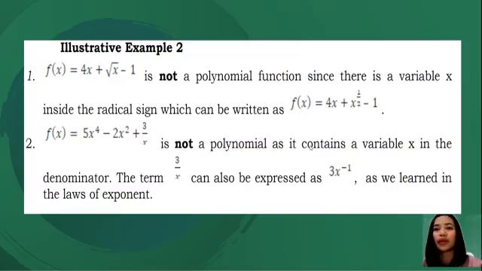As we learned in the laws of exponents, we all know that a polynomial must have exponents that are whole numbers, which is a positive whole number. That is why with 3x raised to negative 1, the exponent of x is negative 1, and that is a negative number. That's why the number 2 example is not a polynomial.